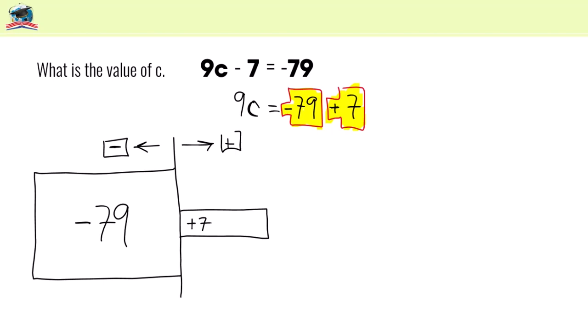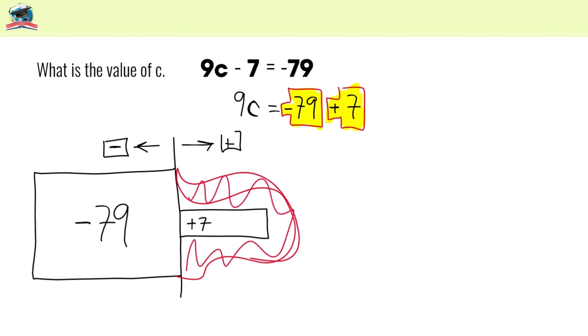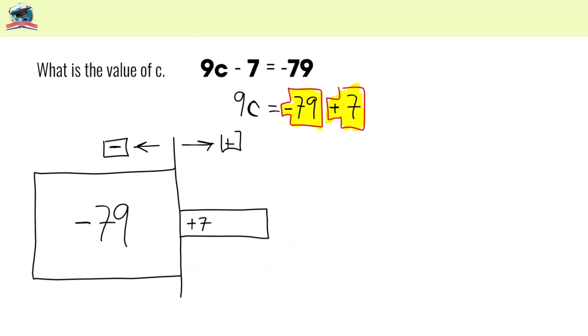And in this case, forget it. The negative side is going to win because they have more on their side. In short, it's going to swallow this up. It's going to eat him up, and he's not going to exist anymore. Yes, that's what's going to happen. So let's go. Now we have minus 79 plus 7.